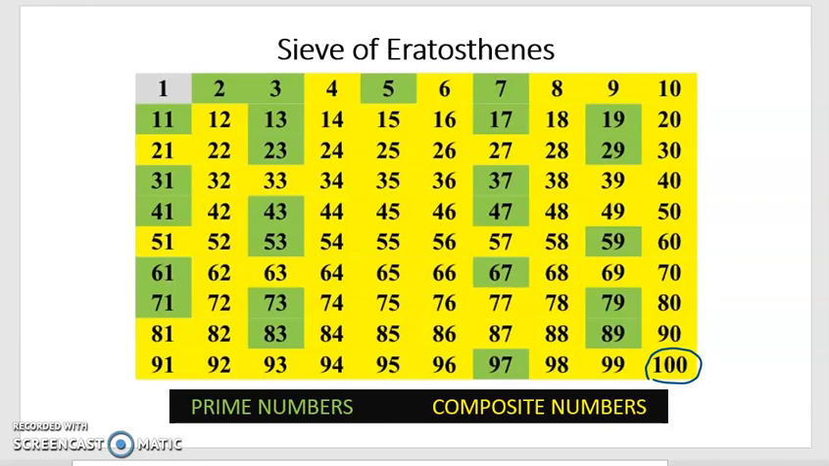So the process for the sieve: start with the first prime, which is 2. Cancel out all the multiples of 2, go to the next prime, and so forth, canceling out all the multiples. At the end, you're left with two sets of numbers. The numbers that were not crossed out, in this case green, are the prime numbers, and the numbers that are crossed out are the composite numbers. So this is a very helpful tool for identifying all of the prime numbers up to a given number. Now, let's use the prime factor test.